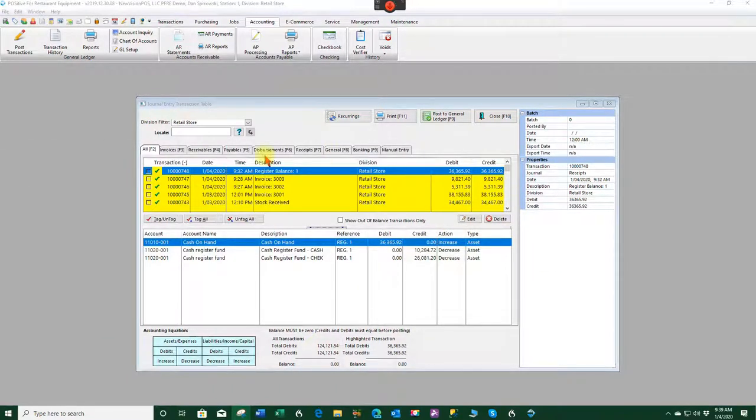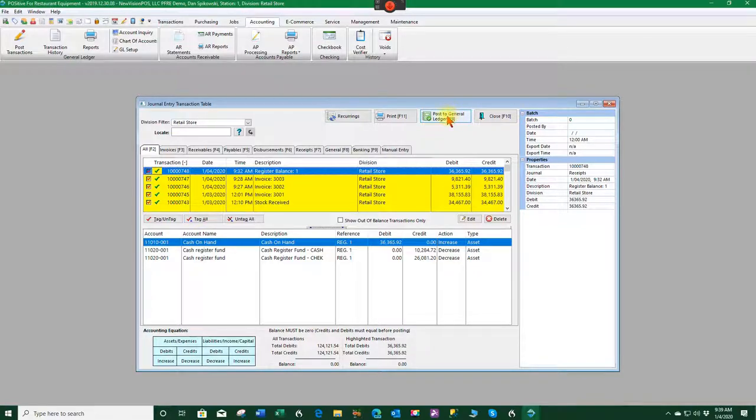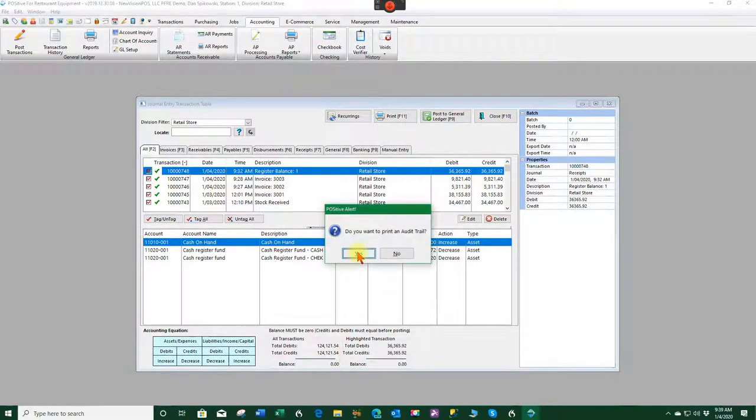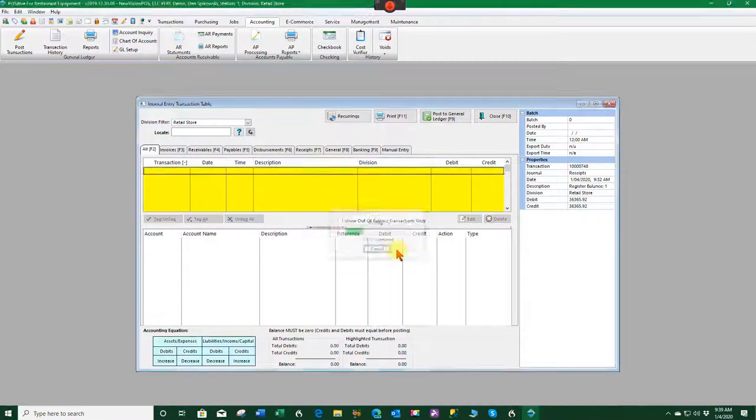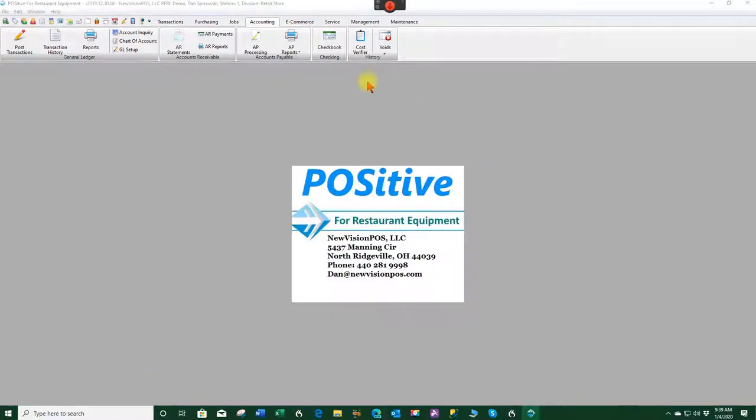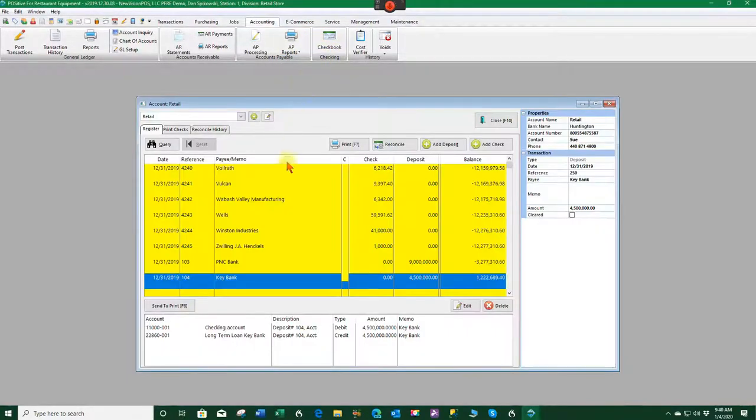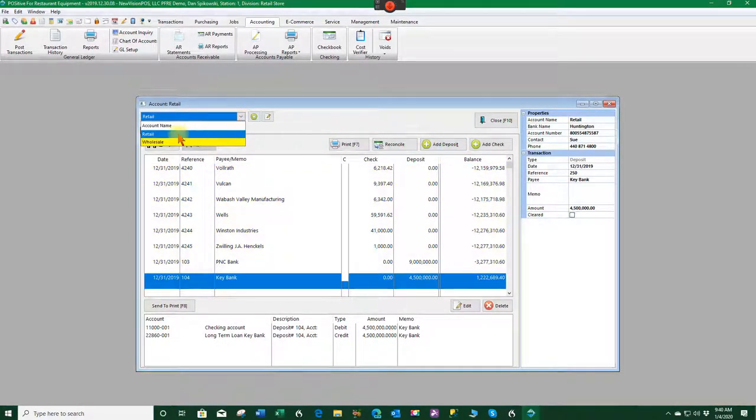So I'm going to go ahead and post this. So I'll say I want to select or tag all and post a general ledger. So my GL is posted and cleared. Now I'm going to go over to my checkbook and I'm going to put my deposit in. Now I do have two checkbooks. I have a retail checkbook and a wholesale checkbook, two separate divisions, and they each have their own checking account. So I'm going to put this money into the retail.